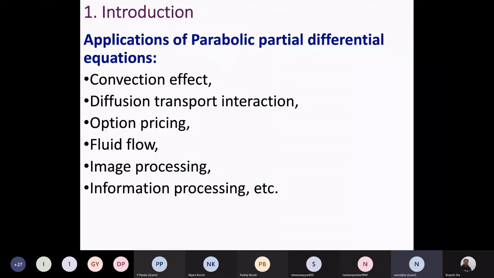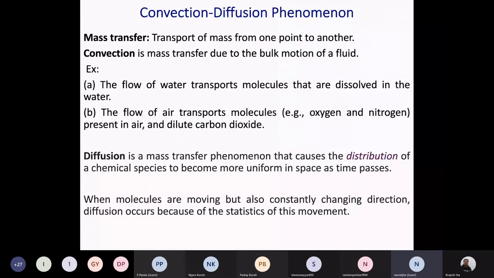As a basic definition, I would like to introduce the meaning of convection and diffusion. Before that, there is a term called mass transfer. Am I audible to all? Yes, sir. Is this PPT also visible to all? Yes, sir. So mass transfer simply stands for transport of any particle or mass from one point to another point.